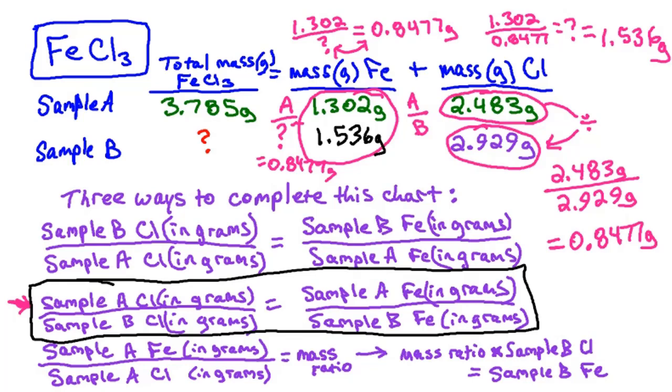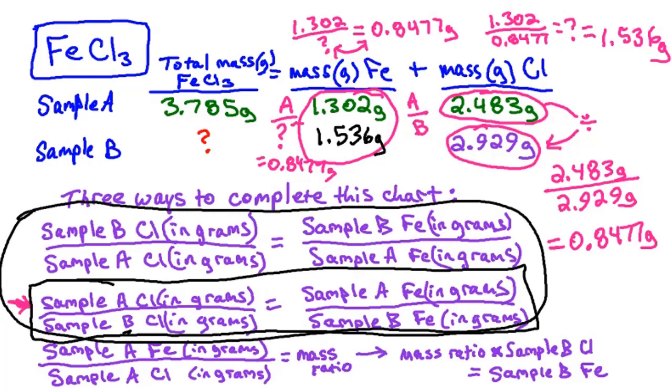which is this second way to complete the chart, which is if you take sample A of chlorine in grams and you divide it by sample B of chlorine in grams, that's going to equal the same amount as when we take sample A of iron in grams and divide that by sample B iron in grams. So both of these ways show us that we're just dividing what we know, which we know this chlorine column because we have the information for both sample A and sample B for chlorine. So you can divide these either way. You can divide sample A by sample B, or you can divide sample B by sample A.